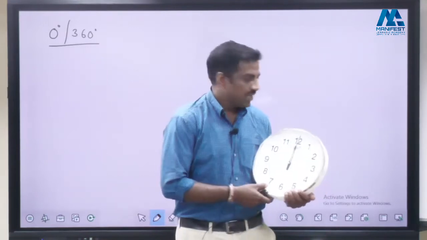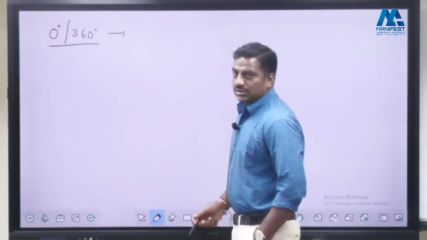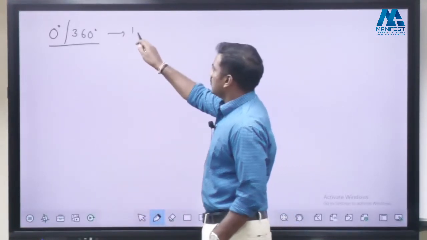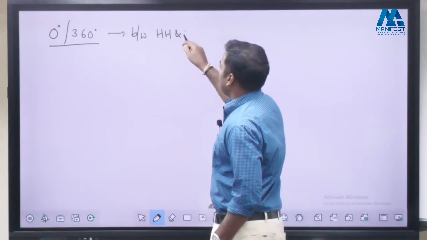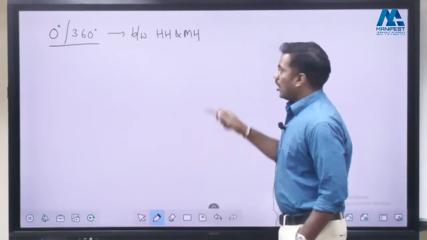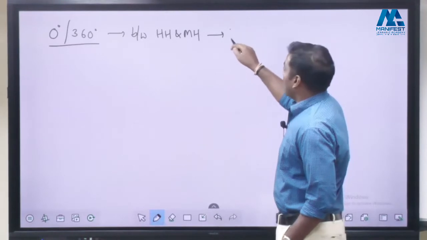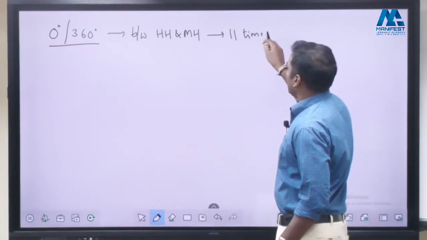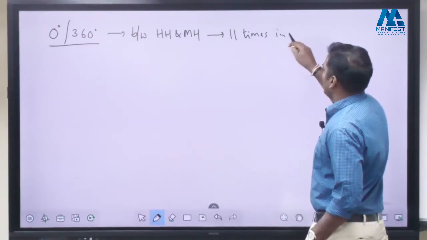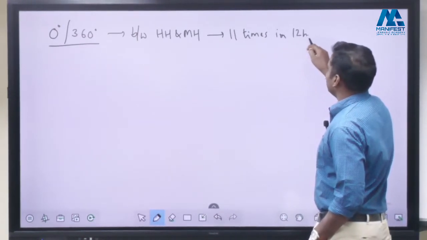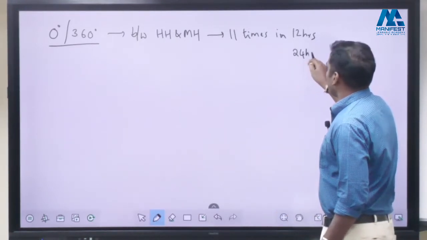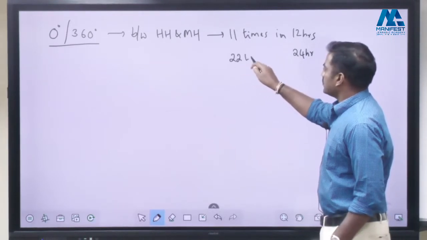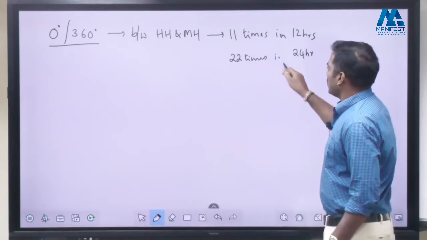So you can take this fact: 0 degree or 360 degree between the hour hand and minute hand, how many times? 11 times in 12 hours. So how many times in 24 hours? 22 times. So this is a fact now.